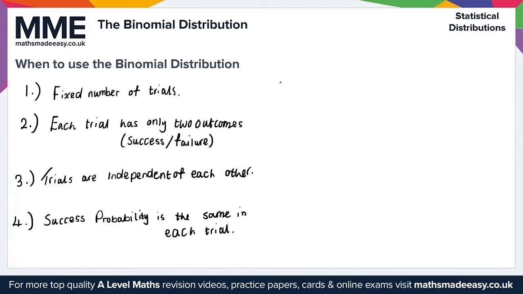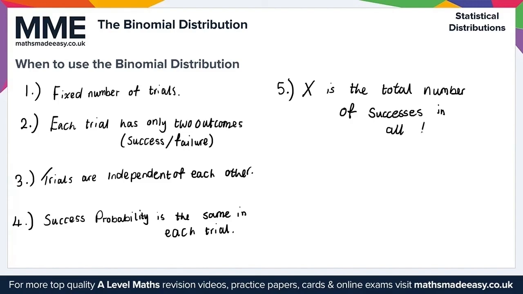And finally, our final condition, condition 5, is that the random variable x is the total number of successes in all trials. So the random variable x here is the total number of successes in all trials. Okay. So that gives us everything we need there for when to use the binomial distribution. And that concludes this Maths Made Easy video on the binomial distribution.